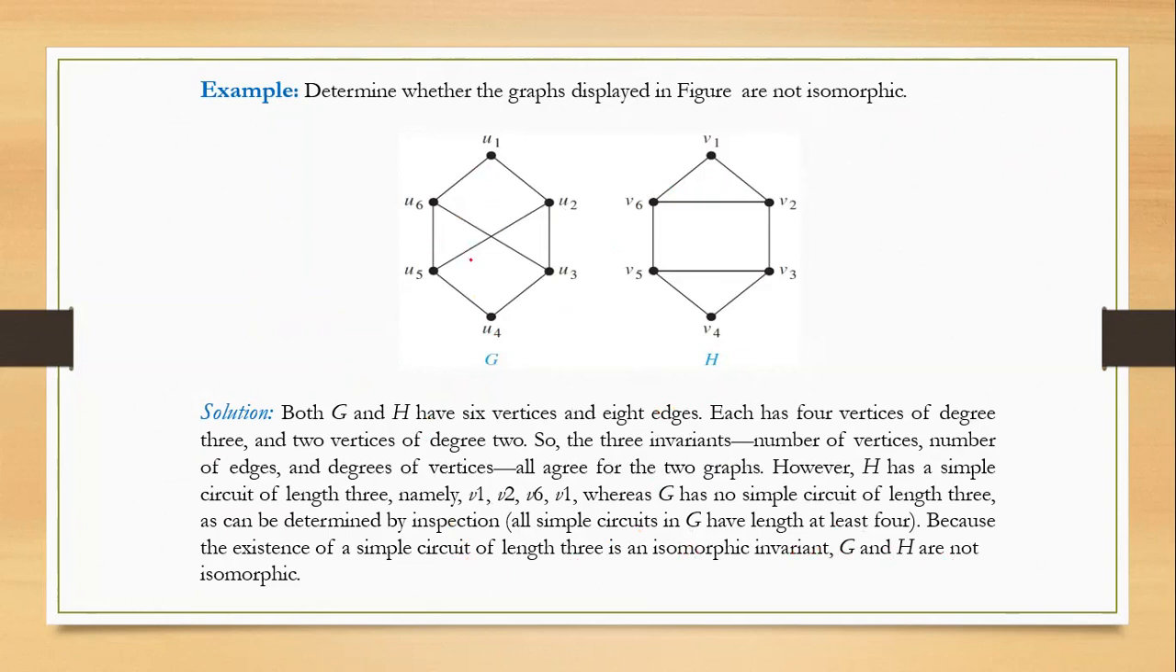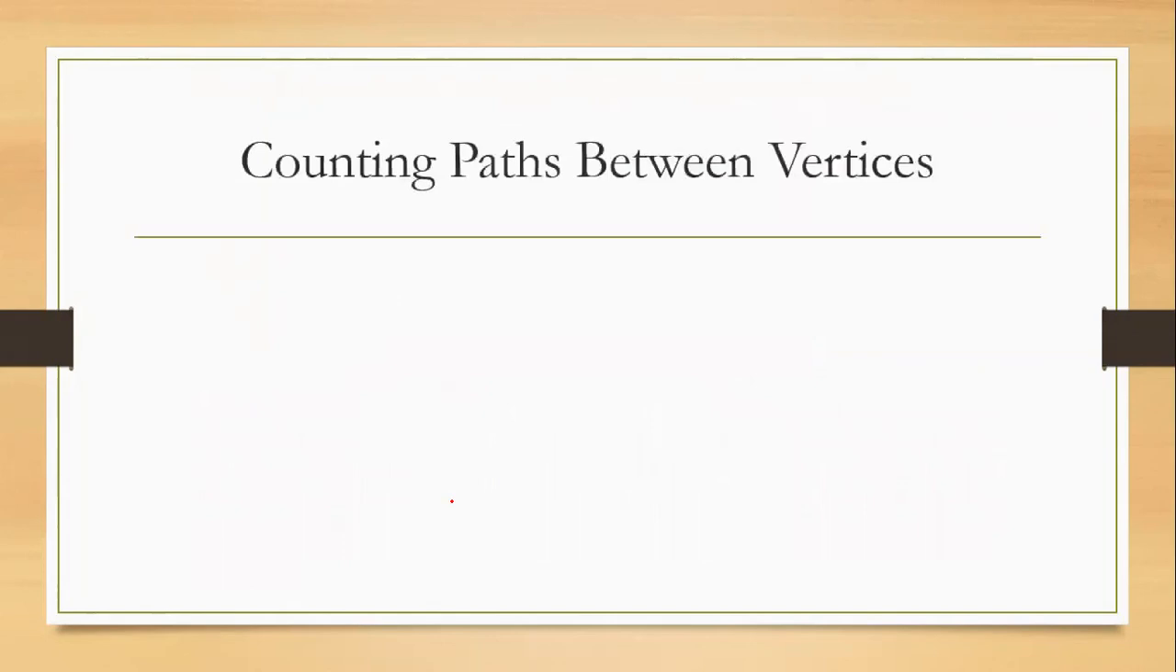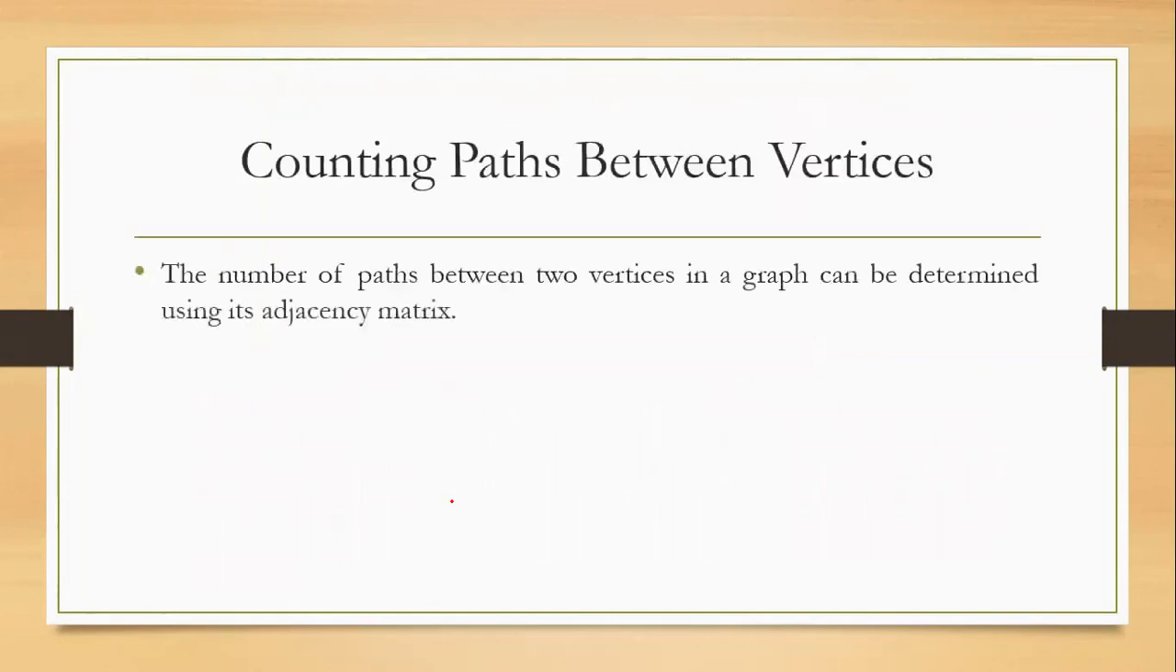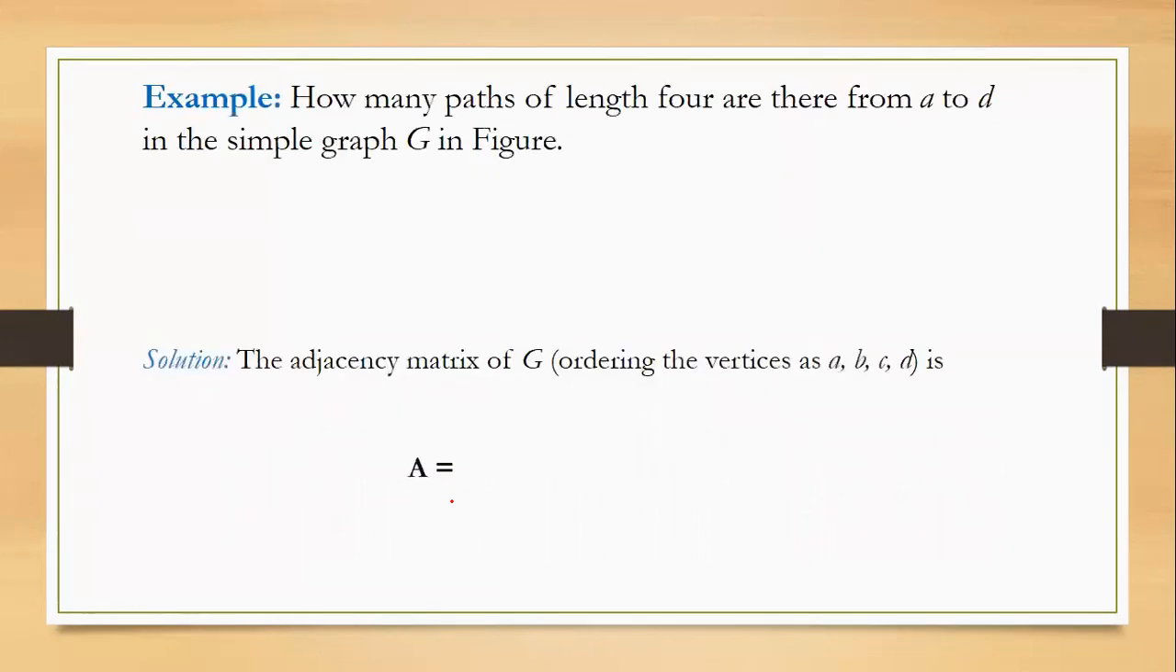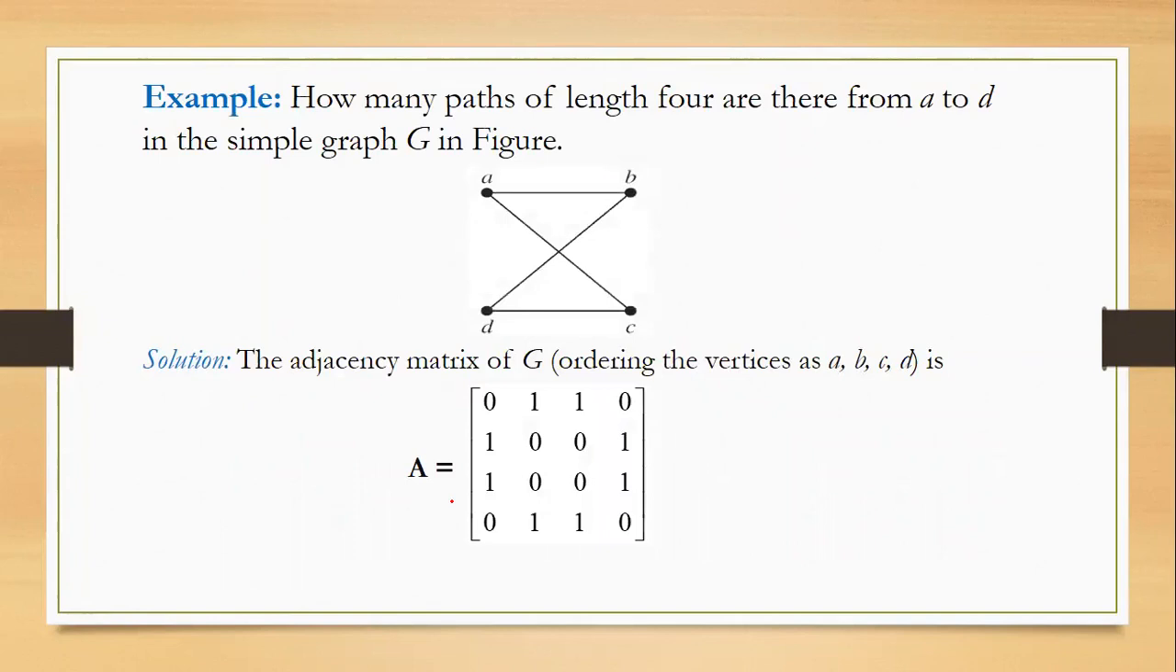So basically, whenever we are considering isomorphism, we have to look at a number of features. And the existence of a simple circuit of a given length is also a feature. That is the reason our given graphs are not isomorphic. Now the next topic is counting paths between vertices. The number of paths between two vertices in a graph can be determined using the adjacency matrix. So let's see the example first, then we will look at the definition.